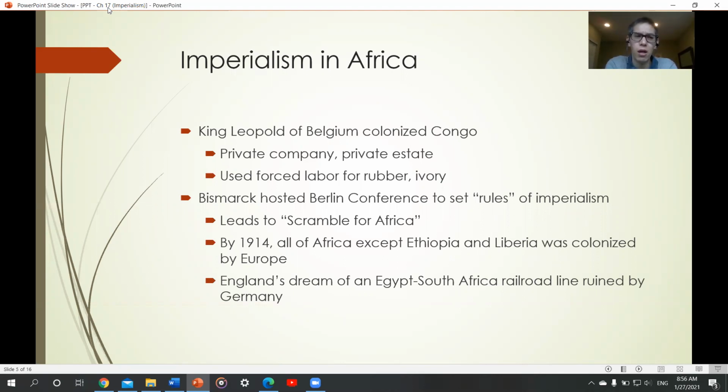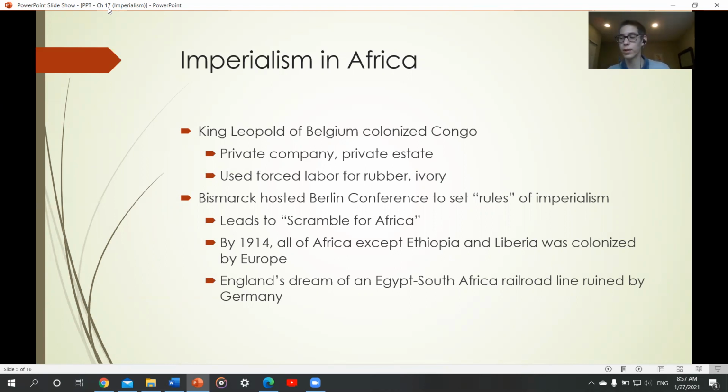Now, European countries had colonies along the border, along the coast of Africa for a couple of centuries. Belgium's the first one to go into the heart of it and to colonize and control and exploit a larger piece of Africa. Belgium's Congo was actually run by the king, King Leopold II, who ran the Congo as basically his private estate. It was not actually controlled by the Belgian government. It was the personal property of the king.